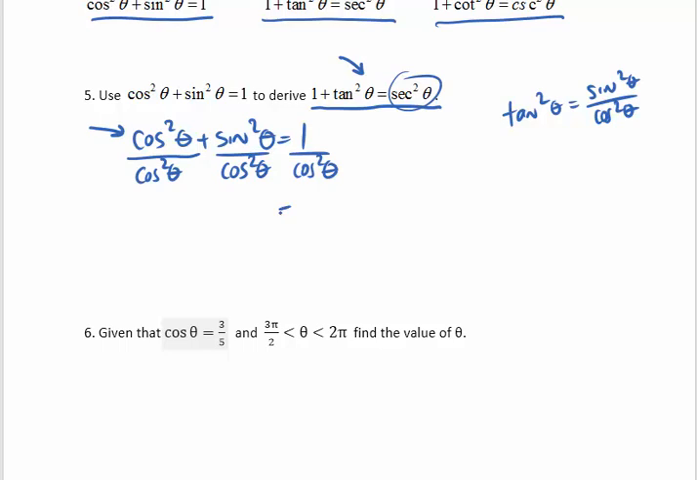And I'm going to line up my equal sign here so it's easy for my reader to follow along with what I'm doing. So I divide cosine squared by cosine squared. That's going to be 1. And then sine squared divided by cosine squared. Heck, that is tangent squared.